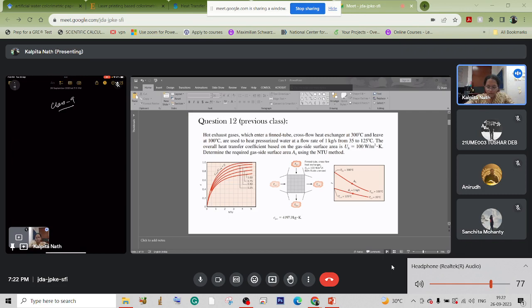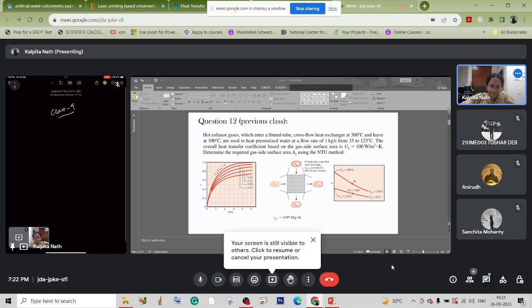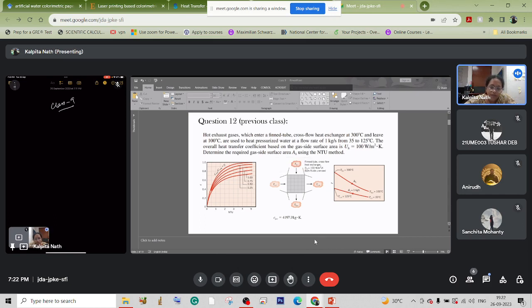So I'll give you 5 minutes for solving this. We have three questions that were left unsolved from the previous day. This is question number one, and then we'll go on with today's question. Today's question is also based on heat exchangers, double pipe and shell and tubes.